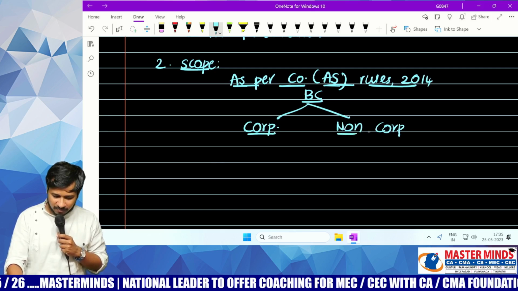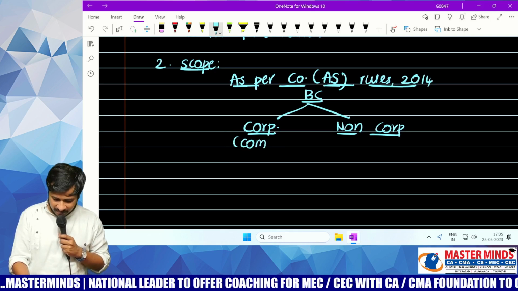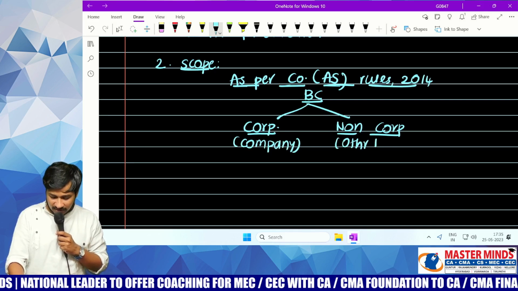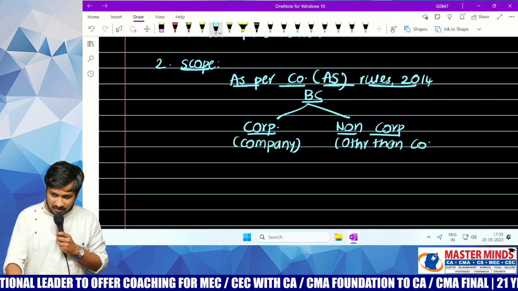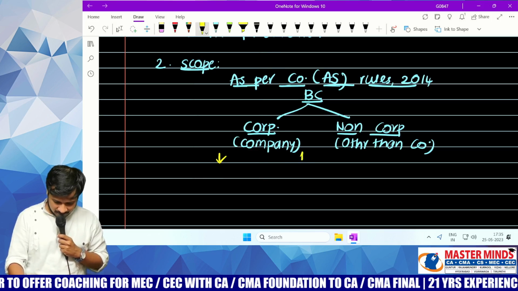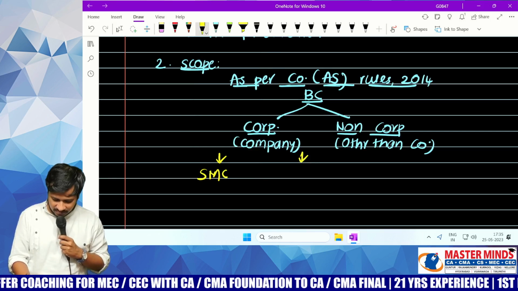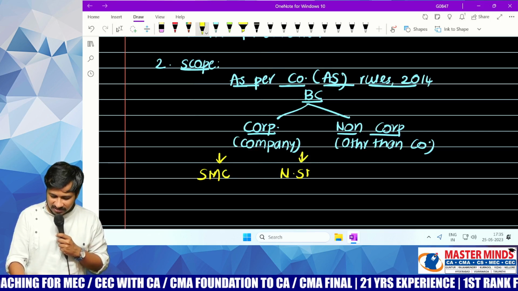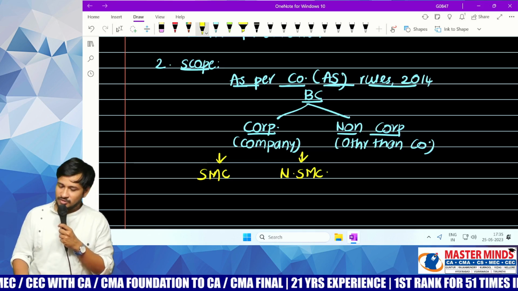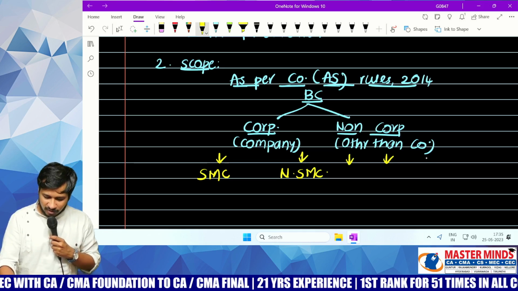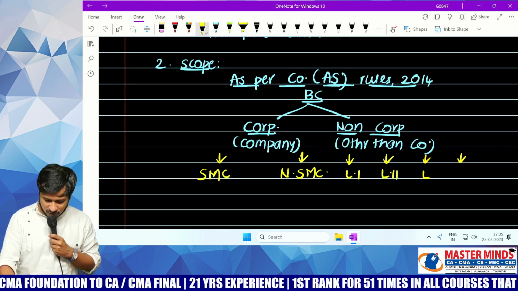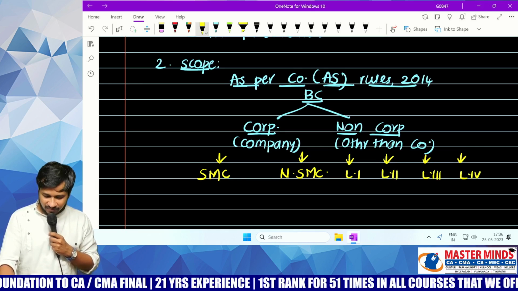What do you mean by corporate entities? Companies. And what do you mean by non-corporate entities? Other than companies. Now these corporates are divided into SMC and non-SMC. What is SMC? What is non-SMC? Non-small and medium scale. And non-corporates are divided into 4 parts: Level 1, Level 2, Level 3, Level 4.